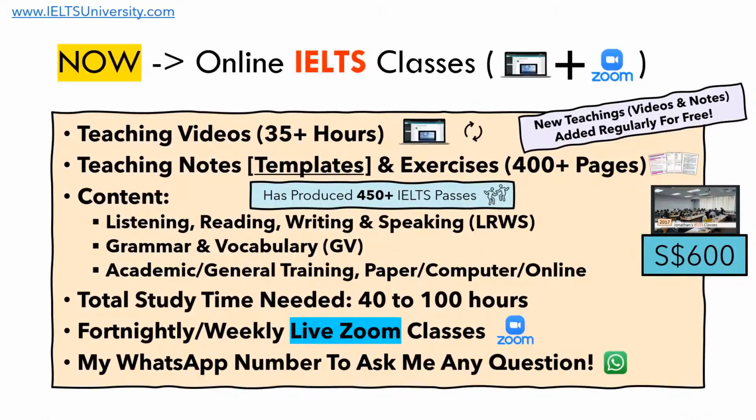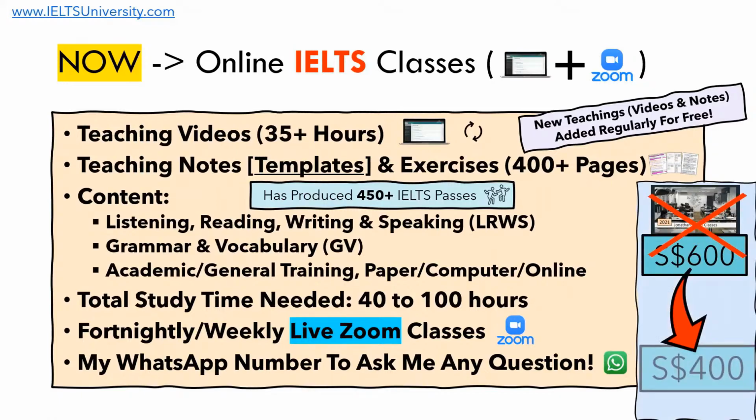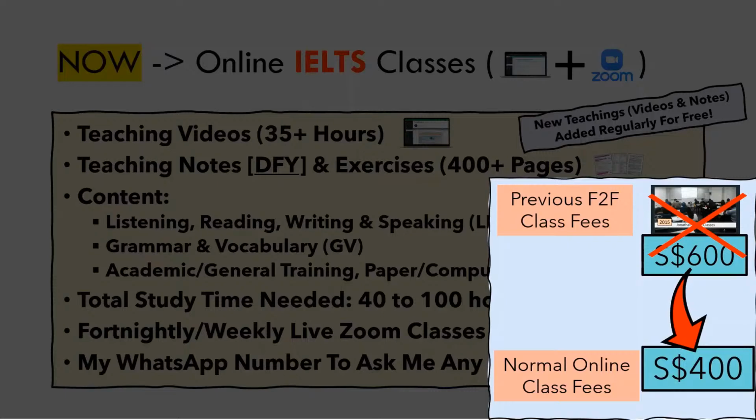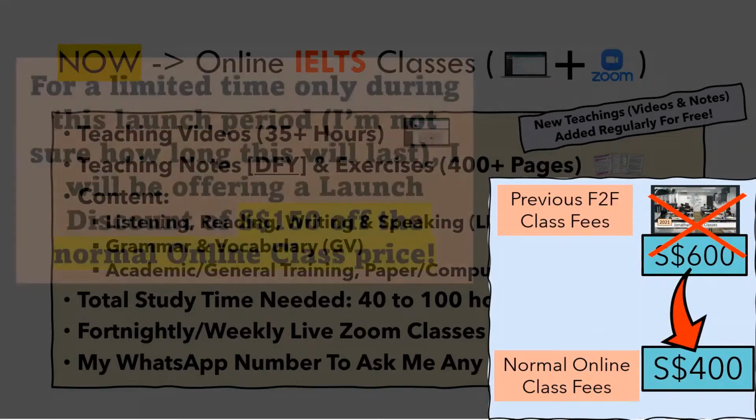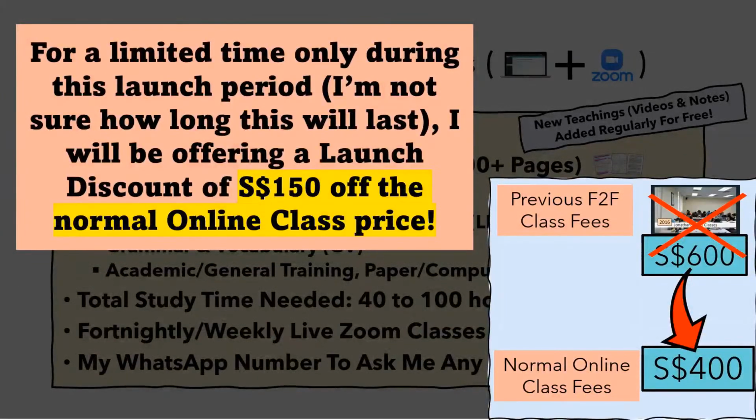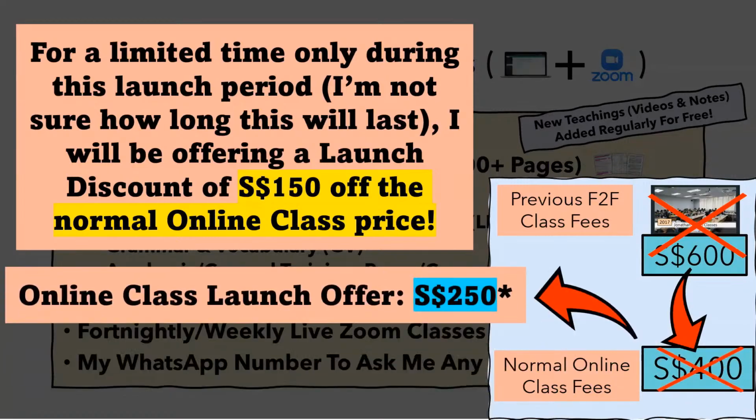So $600 previously for my face-to-face class. Right now, my online class is 400 Singapore dollars only. Okay, so my previous face-to-face class fees, 600. My normal online class fees, 400. But for a limited time, only during this launch period, I'm not sure how long this will last, I will be offering a launch discount of $150 off the normal online class price, and therefore the online class launch offer is 250. So only 250 Singapore dollars.